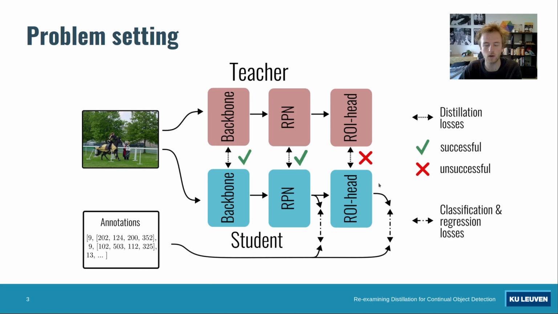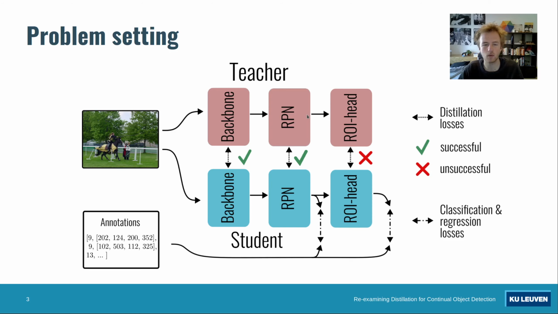So one of the most popular methods in continual object detection nowadays is Faster-ILOD. Faster-ILOD works by using the Faster R-CNN model and applying distillation on all three levels of the Faster R-CNN architecture. So you use distillation on the backbone, on the RPN, on the region of interest heads, and then you use the student to learn the new annotations. The teacher, of course, has been trained on the previous task so that it has knowledge of the previous task, and it can distill this knowledge into the student.